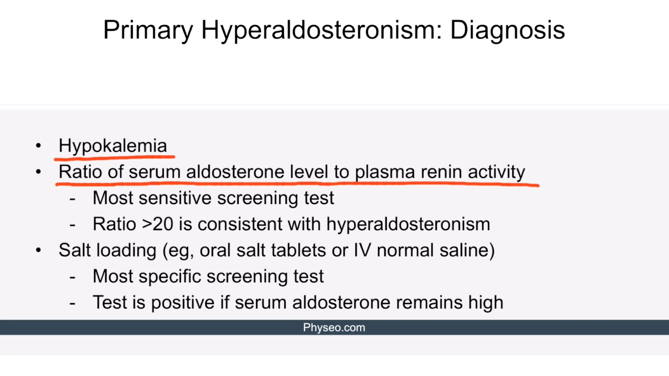Generally speaking, a ratio of greater than 20 is consistent with a state of hyperaldosteronism. Some clinicians may elect to confirm the positive aldosterone to renin ratio with a salt loading test by giving the patient either oral salt tablets or IV normal saline. This is the most specific screening test for hyperaldosteronism, and it's considered positive if serum aldosterone remains high despite suppression of the adrenal glands with high levels of salt.